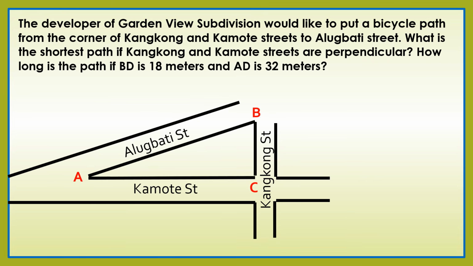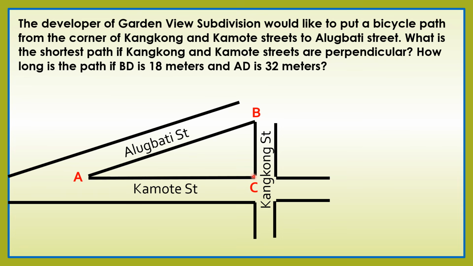So, let's have here the illustration. So, ito ang ating Alokbati Street, Kamote Street, and Kangkong Street. So, yung Kangkong Street natin at Kamote Street ay perpendicular. And then, let us name yung mga corner nila ng A, B, C. So, makaka-form tayo ng right triangle, triangle ABC. So, ang tanong ngayon, what is the shortest path if Kangkong and Kamote streets are perpendicular?